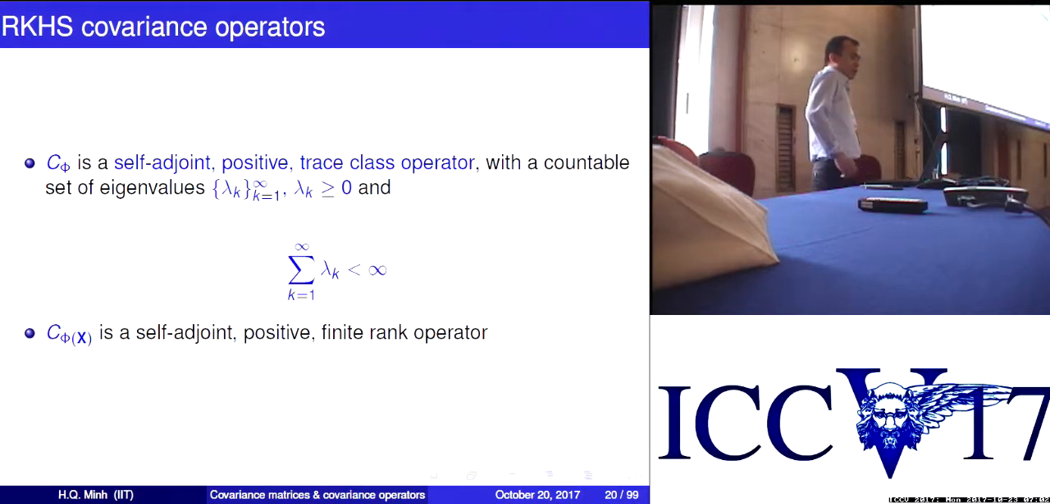It is self-adjoint, which means symmetric, and positive. It's a trace class operator in the sense that it has a countable set of eigenvalues. In general, it has infinitely many eigenvalues, but the eigenvalues are all positive and their summation is finite. The empirical covariance has finite rank: it's an infinite matrix, but it has finitely many nonzero eigenvalues. So that is the covariance operator.